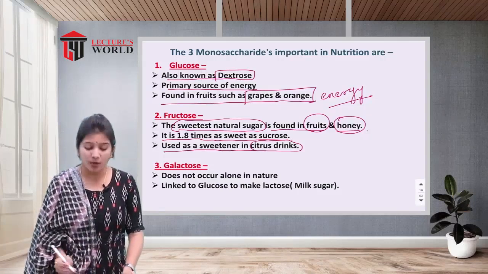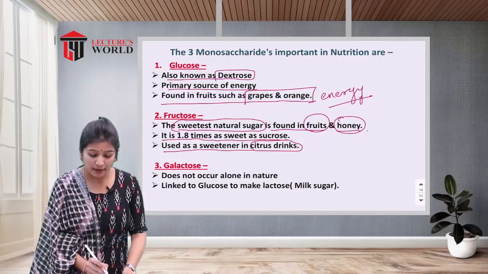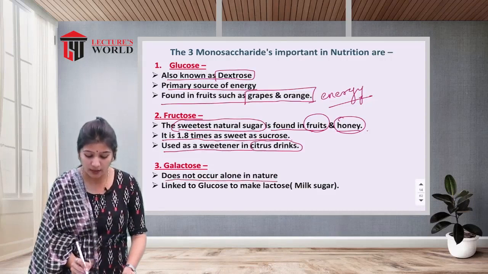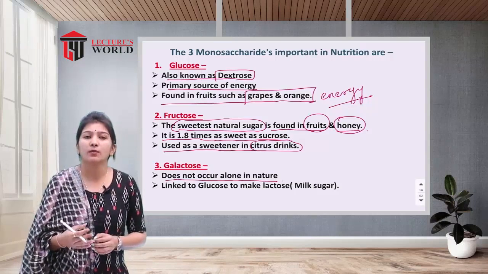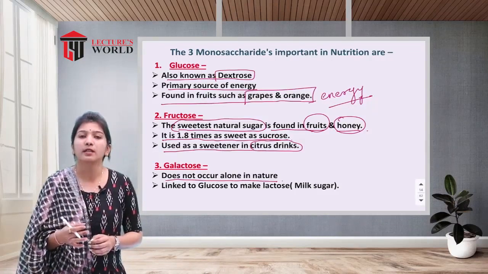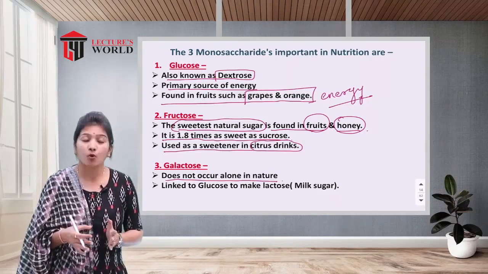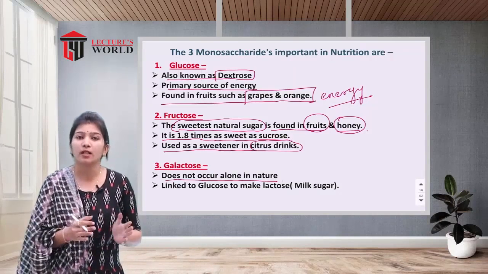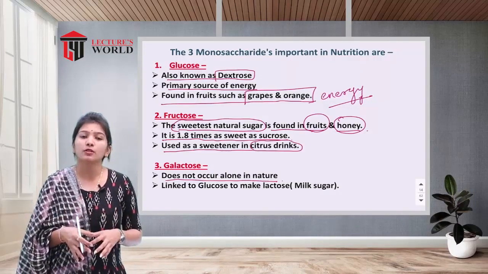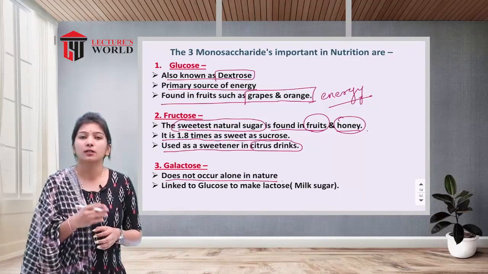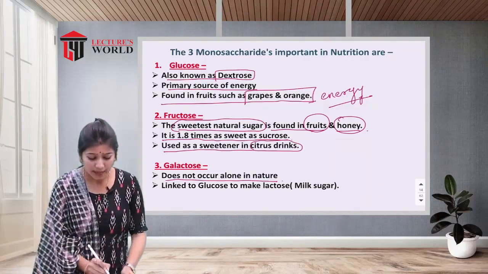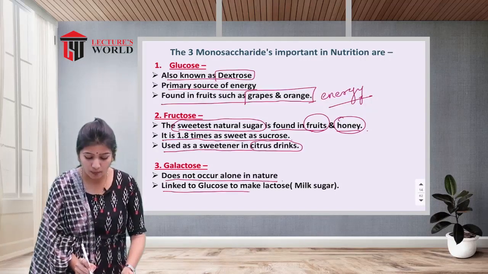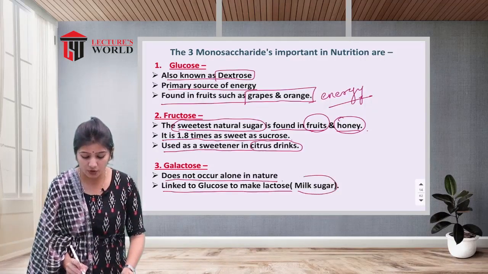The third type of monosaccharide is galactose. Galactose does not occur alone in nature. Galactose is always found in combination with other carbohydrates. It is not found alone like glucose and fructose, which are both found alone in nature. Galactose is always found with other forms of carbohydrate. Galactose is linked to glucose to make lactose, like milk sugar.